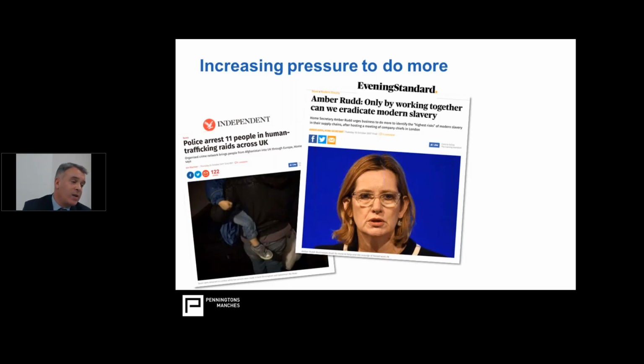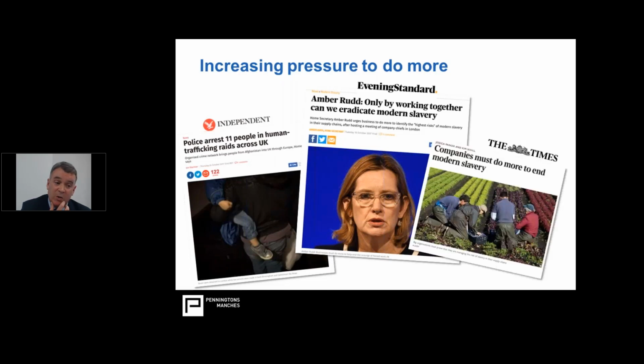So what the Evening Standard was highlighting was that Amber Rudd, the Home Secretary, was urging businesses to do more to identify the highest risks of modern slavery in their supply chains. And she did that whilst chairing the first Business Against Slavery Forum of company chiefs in London. And to quote her, she said, "I want to see businesses identifying where the highest risks of modern slavery are and taking targeted steps to address those risks. We know that collaboration is crucial."